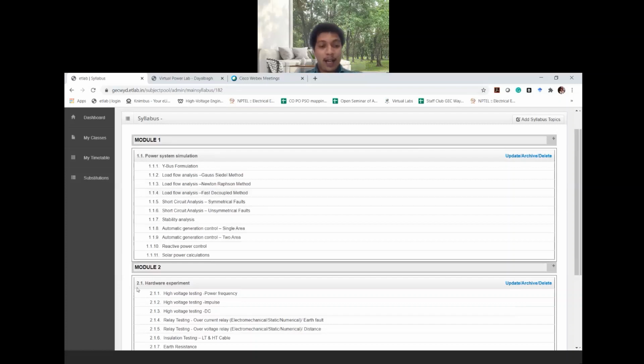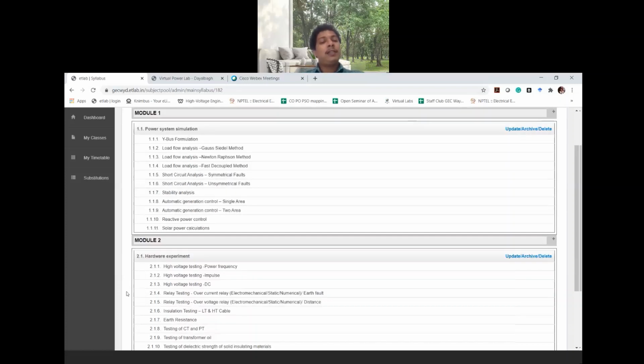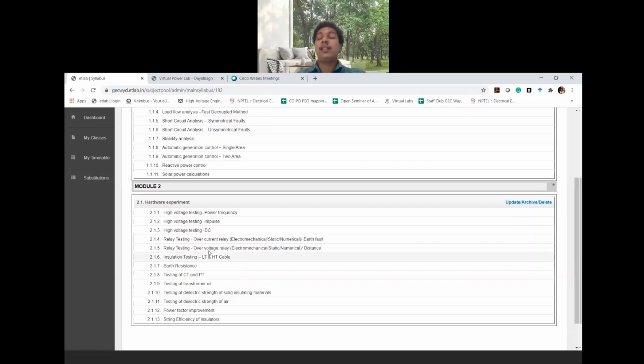Okay, and there are hardware experiments also. Hardware experiments mainly consist of testing kind of experiments like high voltage testing, power frequency, impulse testing, high voltage DC. These are all breakdown tests basically. Then we have relay testing of our current relay and our voltage relay. Then we have insulation testing of LT and HT cable, earth resistance measurement, testing of CT and PT, testing of transformer oil.